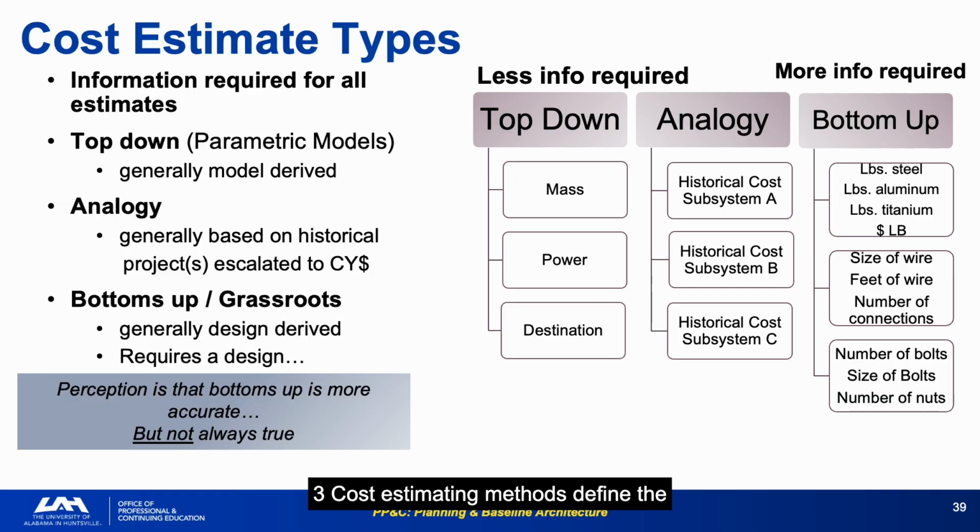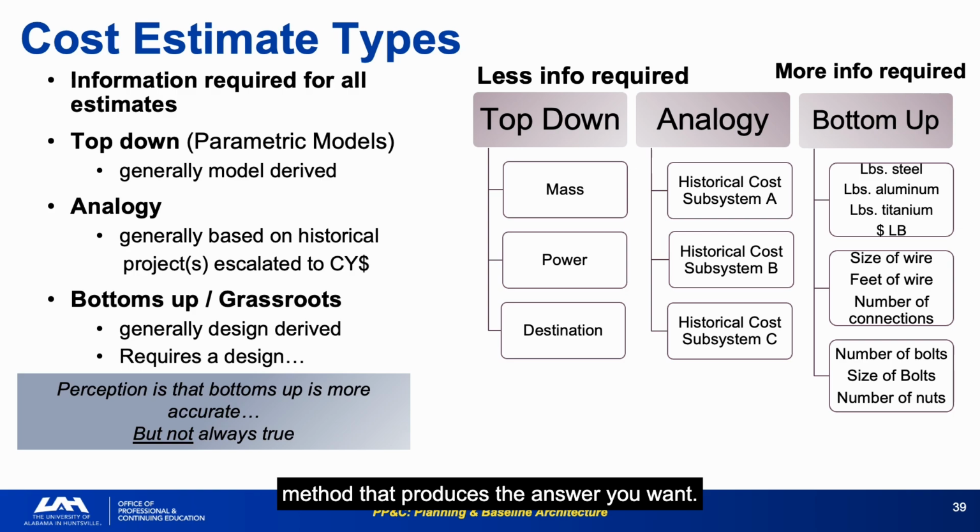3 cost estimating methods define the estimation landscape: top-down parametric, analogy, and bottoms-up/grassroots, each requiring a different level of design definition and producing a different level of precision. The key insight is that more data is required as you move from top-down to bottoms-up. You use the method appropriate to what you know, not the method that produces the answer you want.